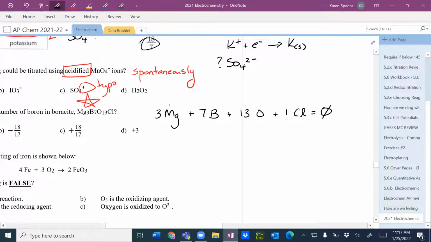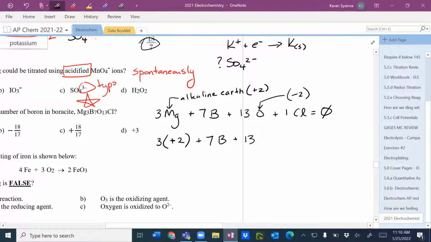Magnesium is an alkaline earth. Alkaline earths in compounds are always +2. So 3 times +2. Boron is the one we don't know, so we're just going to leave it as 7 borons. 13 times oxygen. Oxygen is always -2, except for some rare circumstances that you won't come across very often. So that's 13 times -2. And chloride is almost always -1.